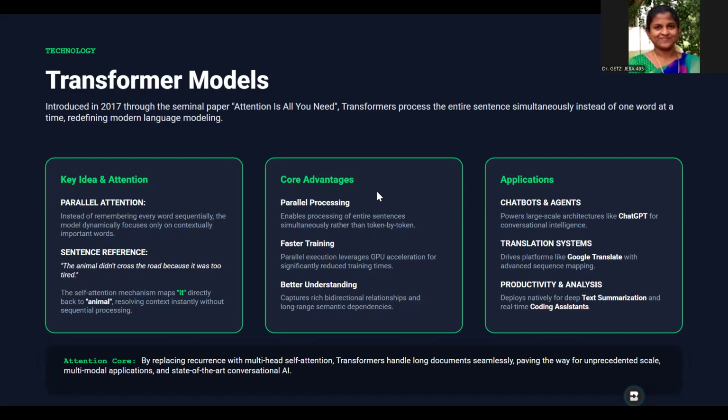Transformers process the entire sentence simultaneously. For example, in "the animal didn't cross the road because it was too tired," the transformer will automatically understand that "it" means that animal. It resolves the context instantly without sequential processing. It does not need to understand what is before. It takes the entire sentence, understands the context, and maps the words.